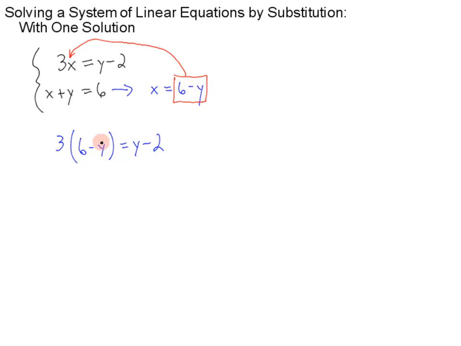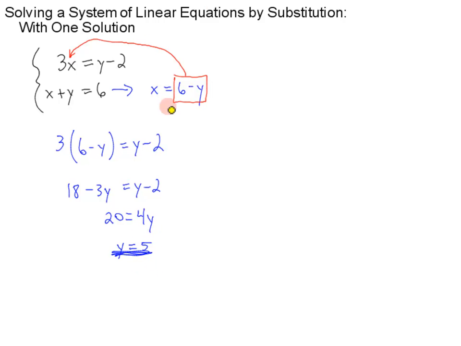So distributing, my 3 times 6 is 18, 3 times negative y is negative 3y. Let's add the 3y to the right to get 4y. Or add it to both sides, which gives me 4y over here. Let's add the 2 to both sides, so 18 plus 2 is 20, and divide both sides by 4, so y is 5. Now we're not done, because I know y is 5, but I need an ordered pair, so I need to keep going and find my x.